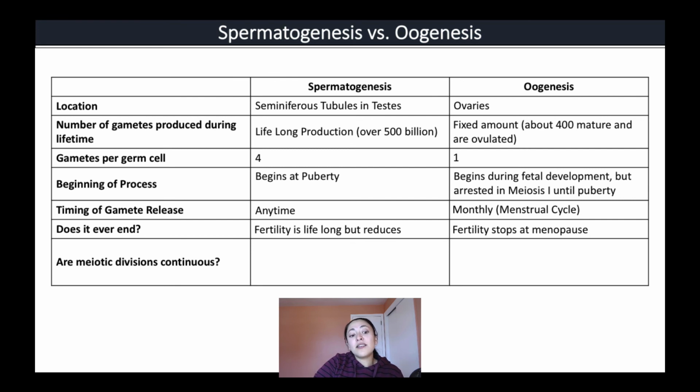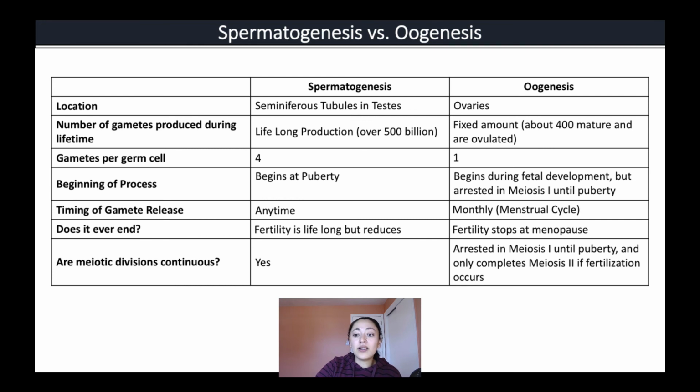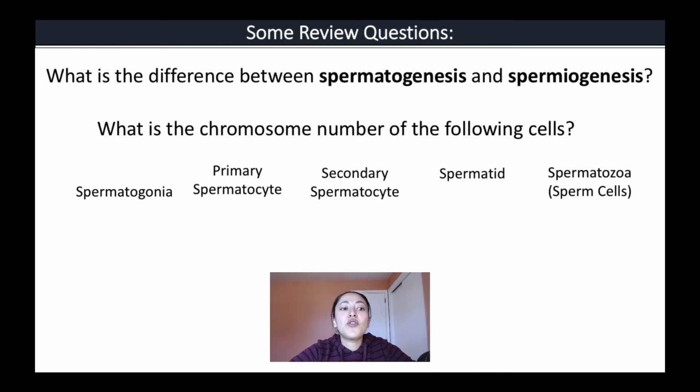Are meiotic divisions continuous in spermatogenesis? Yes. In oogenesis, no. They pause several times. For example, they're arrested in meiosis I until puberty, so you're born with only those primary oocytes, and then after puberty, they start to become secondary oocytes, which are ovulated. And then the secondary oocytes never complete meiosis II unless fertilization occurs. All right, so here are some review questions.